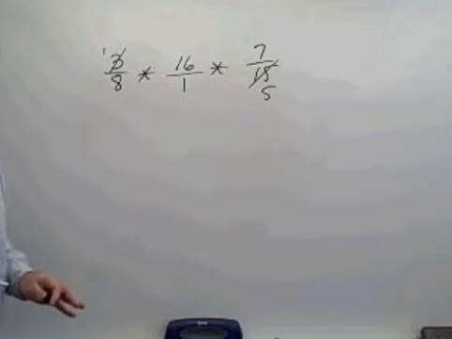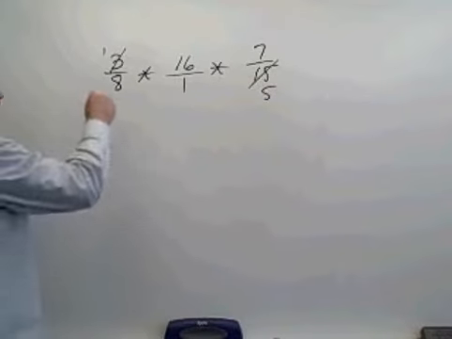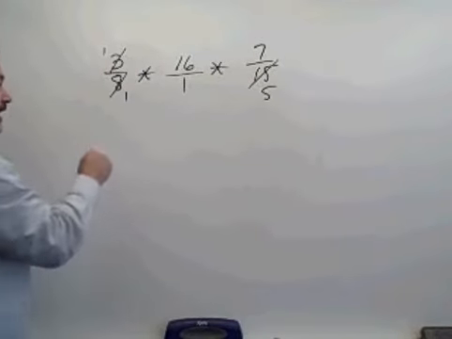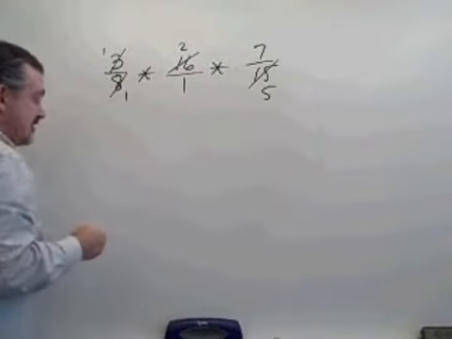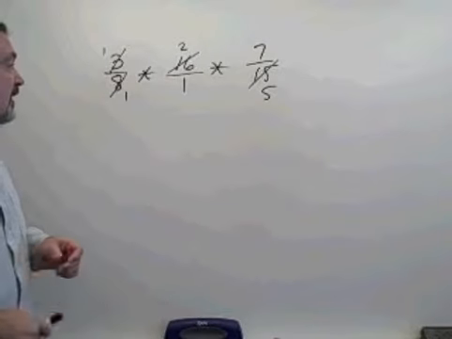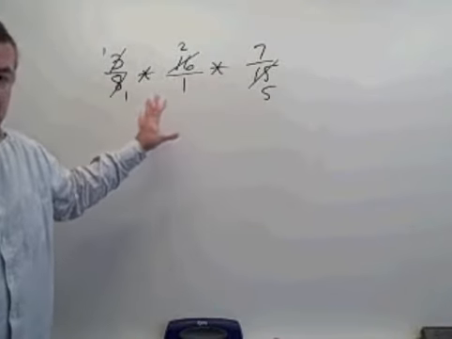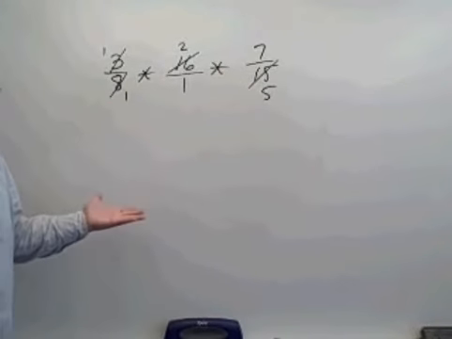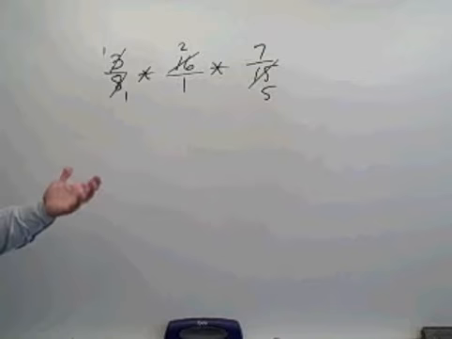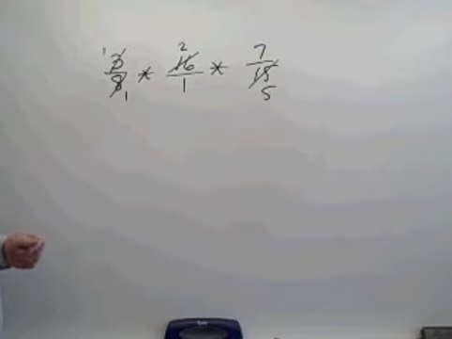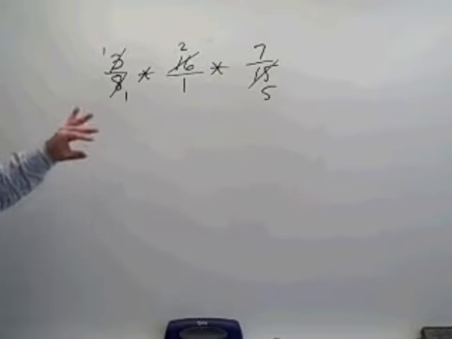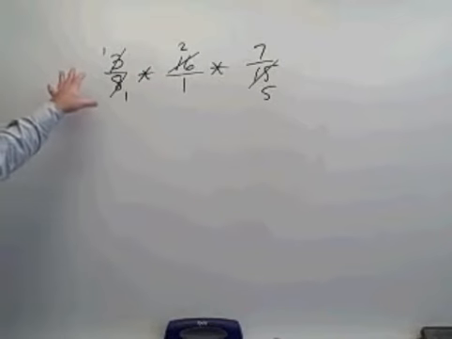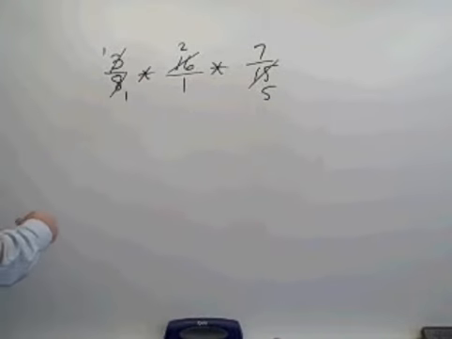8 and 16 share several common factors, the largest one being 8. 8 will divide into 8 one time. 8 will divide into 16 two times. And so I can do all of that reducing first, which makes my multiplication much easier and will make my final version of my answer much easier to work with. So once we've done all of that canceling, then we can multiply what's left.